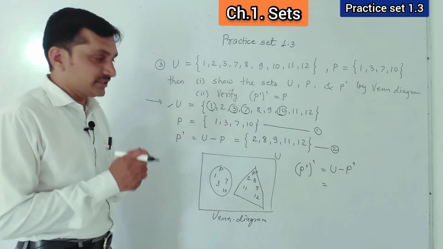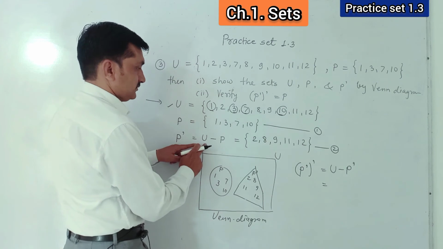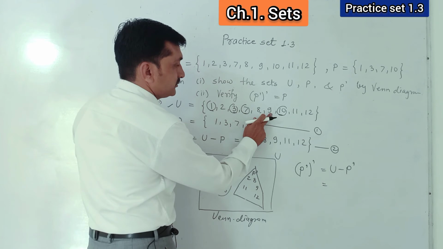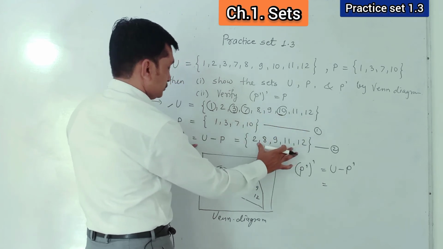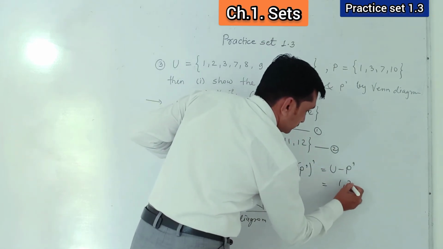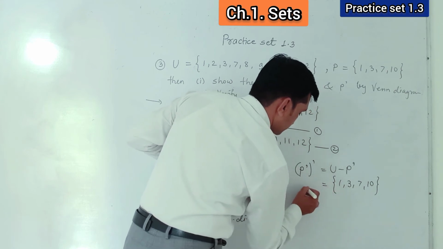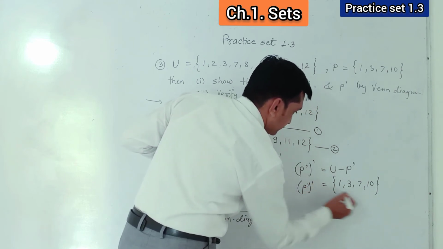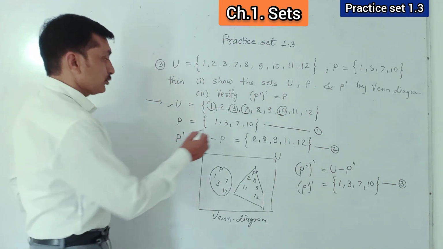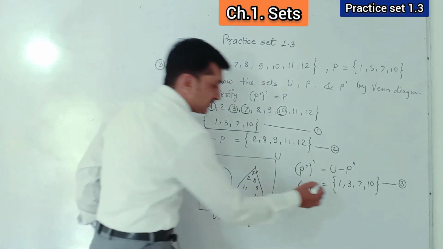Now let's find what we get. From this universal set U, you subtract this: 2, 8, 9, 11, 12. If we remove P complement from U, we get 1, 3, 7, 10. Bracket close. It is the complement of P complement. Now you see 1 and 3. Here it is 1, 3, 7, 10, and here also 1, 3, 7, 10.